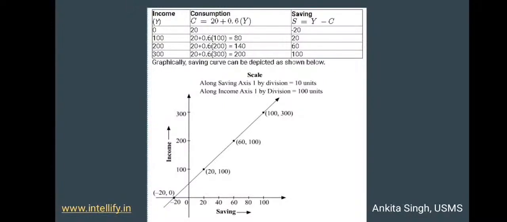Now all the calculations are given here, and we can see the graph which shows us the various points of income and various levels of consumption. Income has been taken at the levels of 0, 100, 200 and 300.